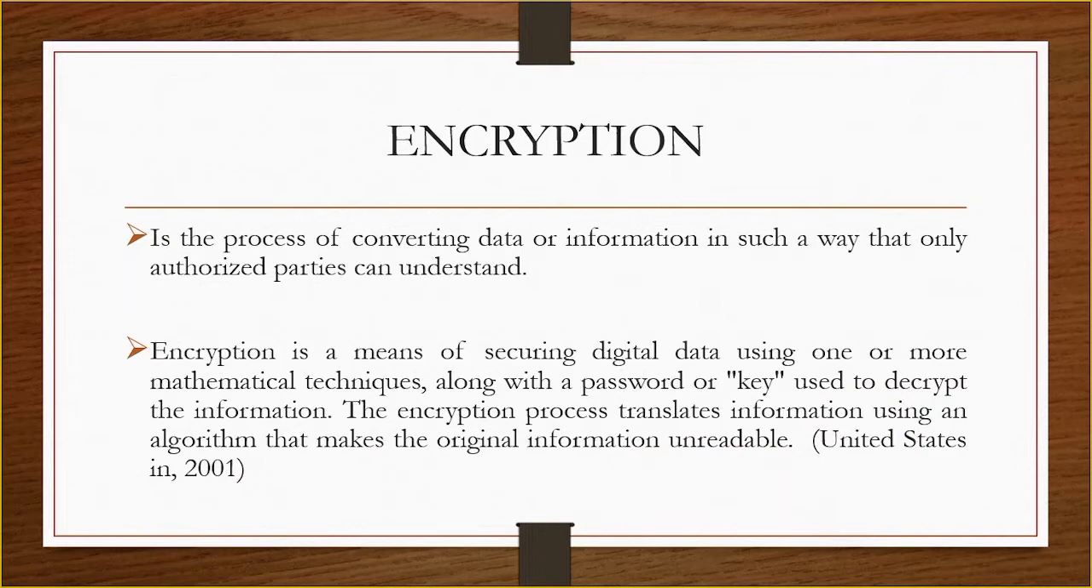Encryption is the process of converting data or information in such a way that only authorized parties can understand it. Encryption is a means of securing digital data using one or more mathematical techniques along with a password or key used to decrypt the information. The encryption process translates information using an algorithm that makes the original information unreadable. So what is an algorithm? An algorithm is a set of instructions for solving a problem or accomplishing a task.